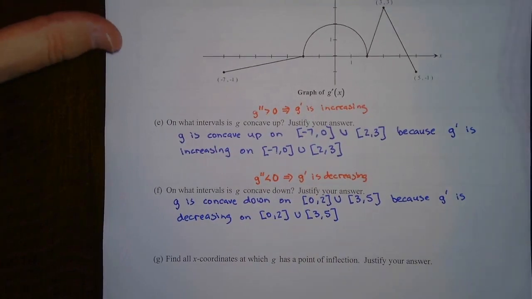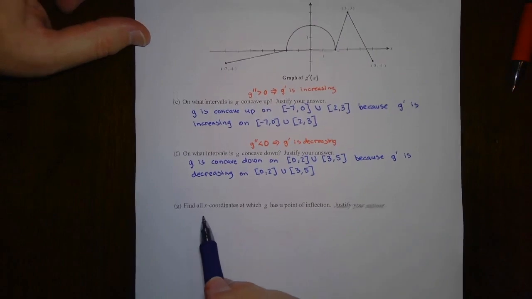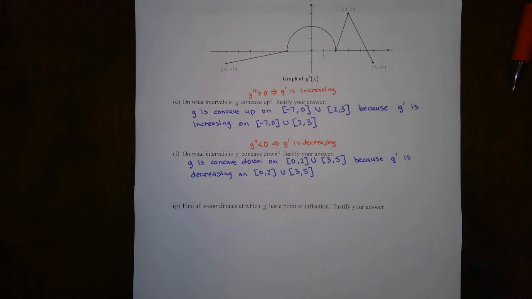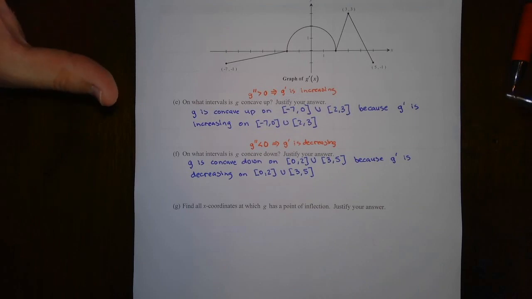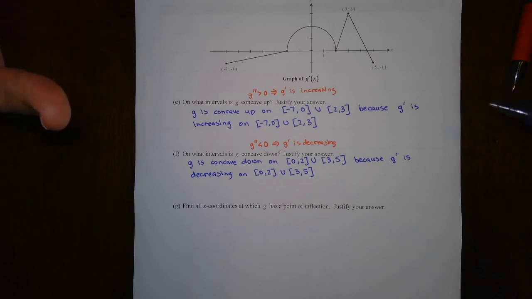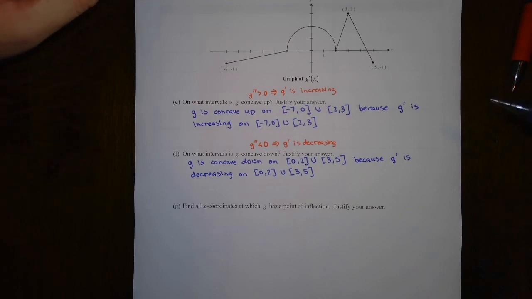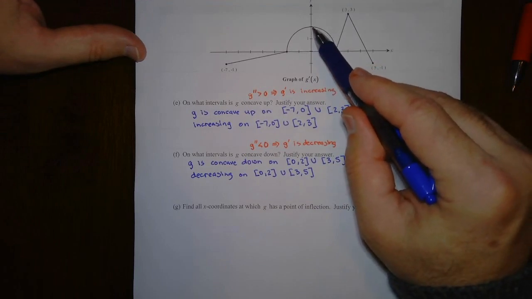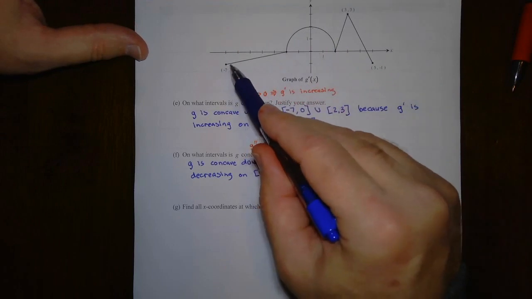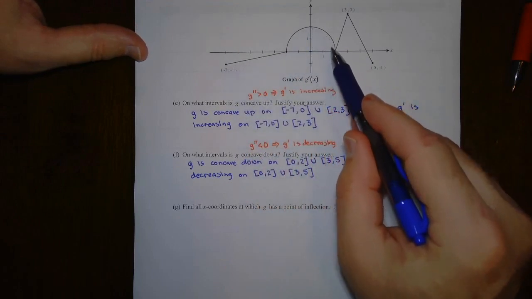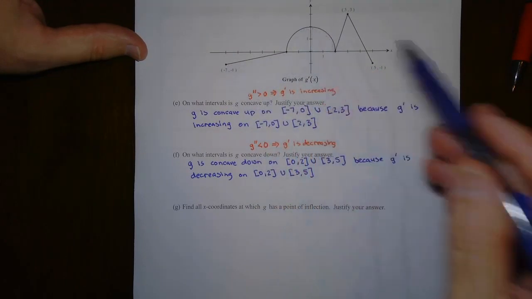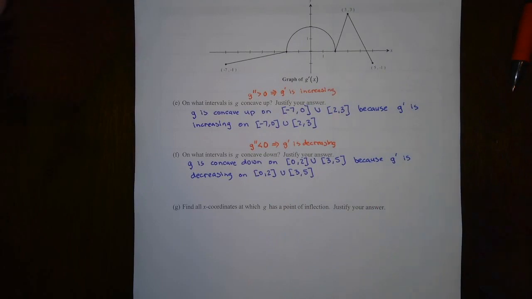All right, so let me zoom out a little bit. Find all x coordinates at which g has a point of inflection. So g is going to have a point of inflection when g double prime changes signs. Well, that would be where g prime changes from increasing to decreasing or decreasing to increasing. So right here at x equals 0, we would have a point of inflection because g prime is changing from increasing to decreasing, which means g double prime is changing from being positive to negative. So we can't give the actual coordinates of it, we can just tell the location of it.